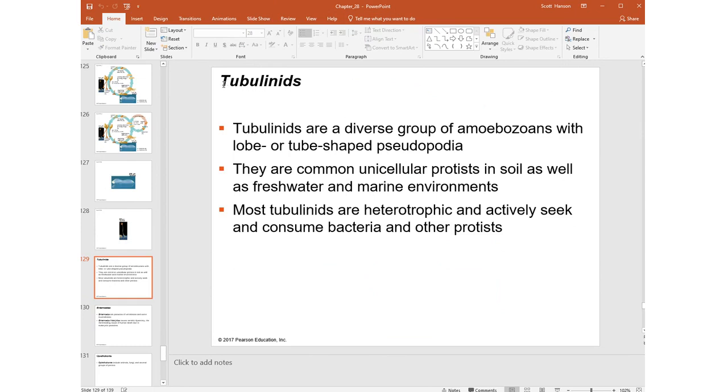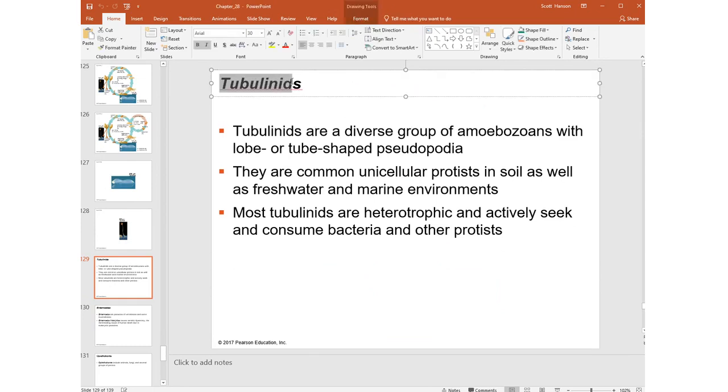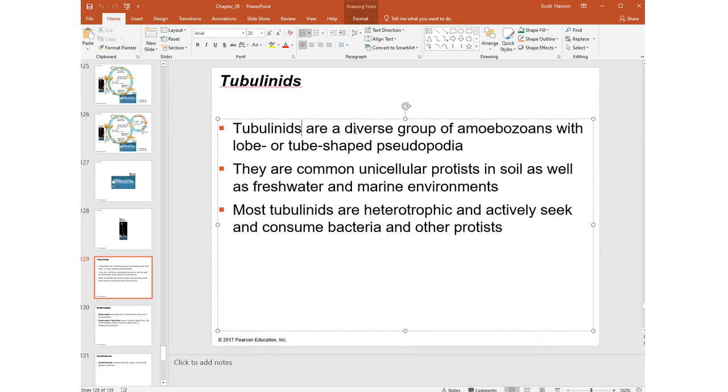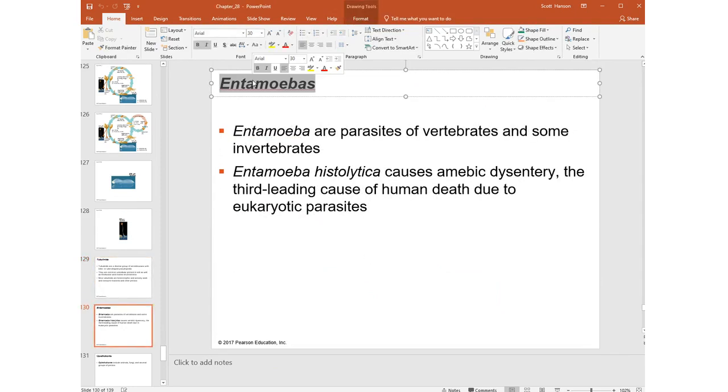And now let's look at the tubulinids then. The tubulinids. They're another diverse group then, and they're amoebozoans. They have lobe or tube-shaped pseudopodia, remember? And they're common unicellular protists in soil as well as freshwater and marine environments. So, a number of different environments. Most are heterotrophic, and they actually eat bacteria and other protists. Kind of interesting stuff.